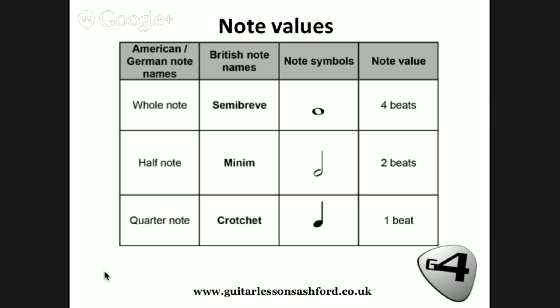If you're working with the British names, semibreve, minim, crotchet, there's no description there. It's just trying to remember those names. So it can be a bit tougher.